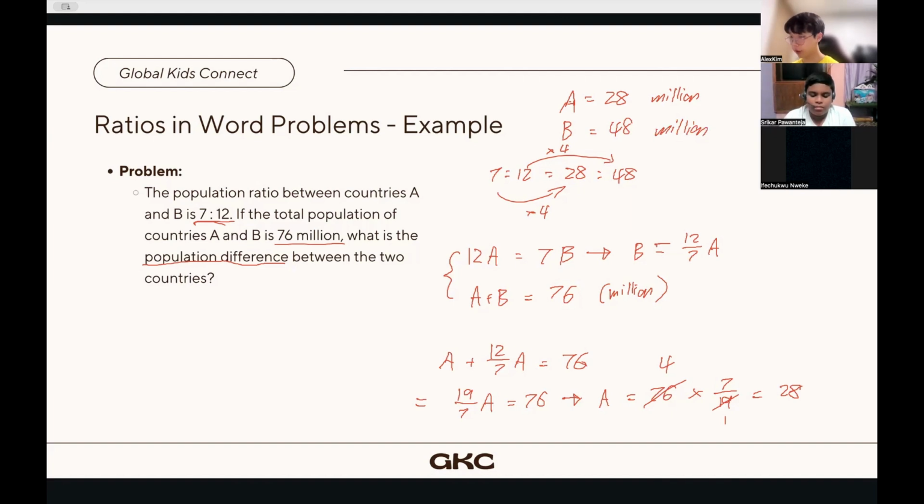And so, final step, we find the difference between the two countries. And so we get 28 minus 48, which will be negative 20, but then we take the absolute value because it's the difference between populations, so as to get our final answer of 20 million people. And so this will be the correct method of solving.